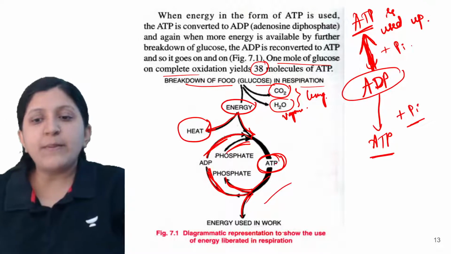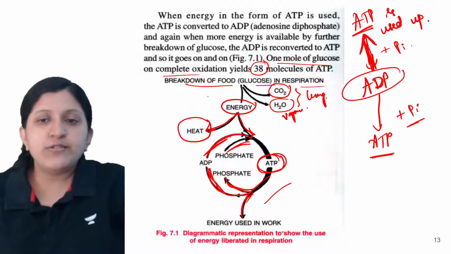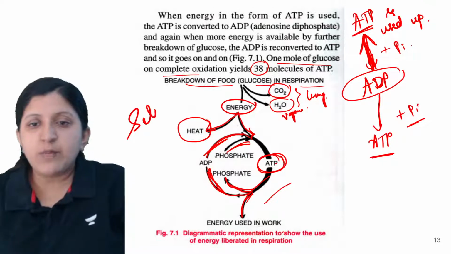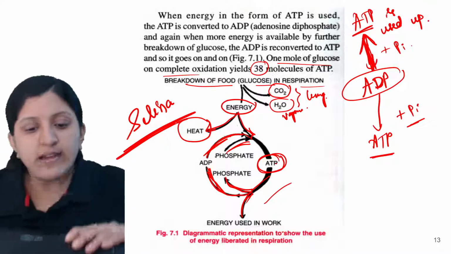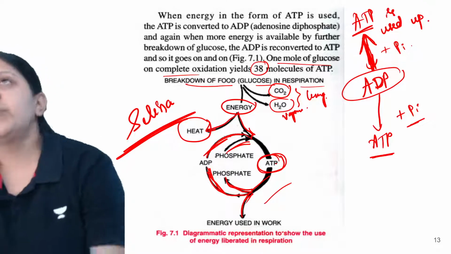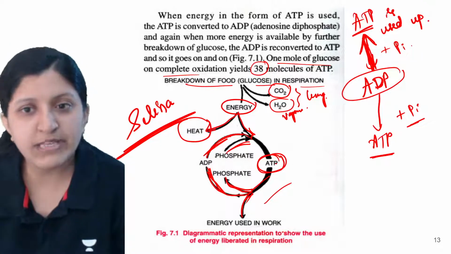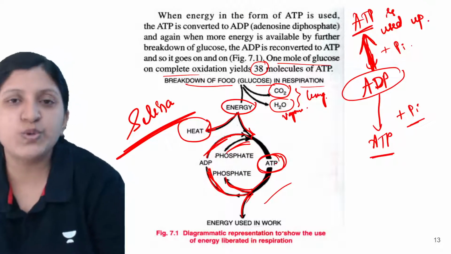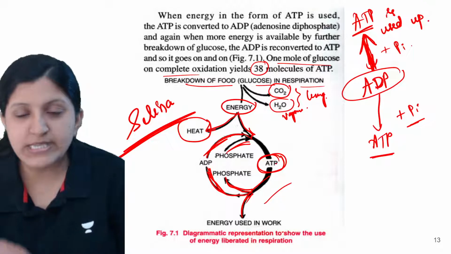So this is a diagrammatic representation to show the use of energy liberated in respiration. This diagram is also available in Selina. You can just buy the Selina textbook, and the whole year you can refer to this book, because the ICSE evaluation is done mainly based on the Selina textbook. For class 10, you can go ahead with Selina itself.